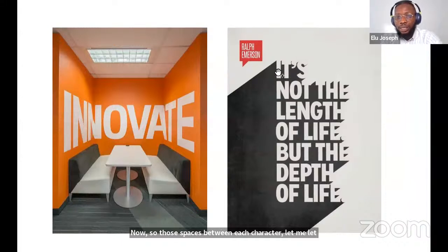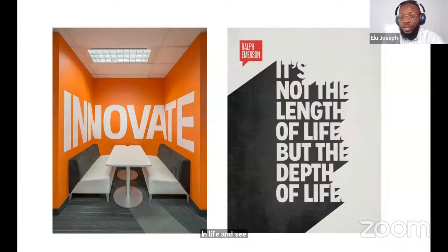Now, look at this. It's not the length of life, but the depth of life. See the space between I and F in life, and see the space between O and F in off. You see that the spaces are different, right? That space is what kerning is called.